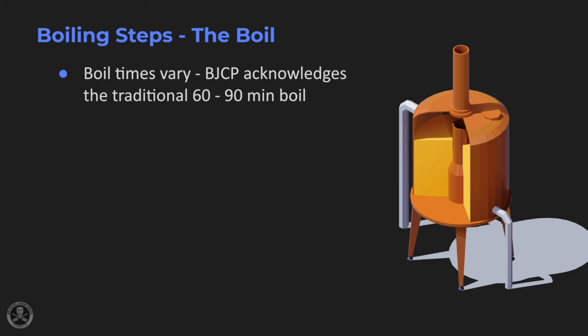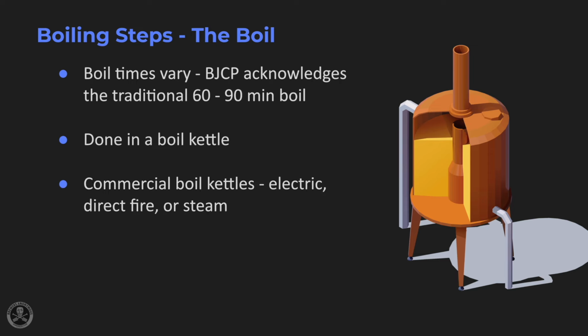Now, this entire process is done in what you've probably already guessed is a boil kettle, and this is in both commercial brewing and home brewing. On commercial boil kettles, they're typically heated by electric, direct fire, or steam. On the home brew side, the boil kettles are typically electric or direct fire. Again, everything in this section is said with an asterisk saying that there's an exception to every rule.